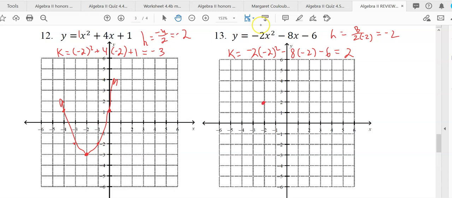a is negative 2, so I'm going to go over 1, down 2, over 1, down 2, over 2, down 8: 1, 2, 3, 4, 5, 6, 7, 8. Instead of over 2, down 4, it's a much skinnier parabola. All the y values were multiplied by negative 2 there. And you can graph it.